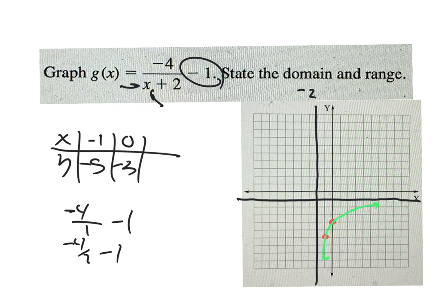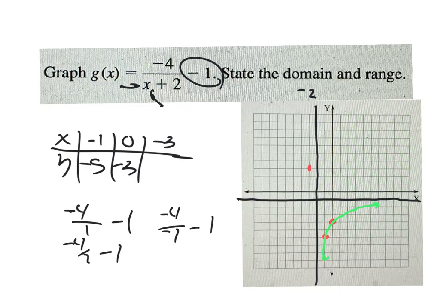We do the same thing on the left side of the vertical, which means I'm going to plug in negative 3. If I plug negative 3 in out there, I get negative 4 over negative 1 minus 1. That's 4 minus 1, which is 3. I'm sorry, I plugged in negative 3 and got 3. Sorry about that. Negative 3, 1, 2, 3 right there.